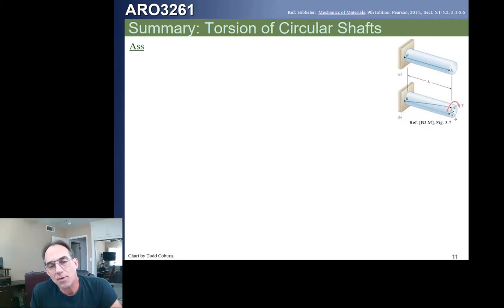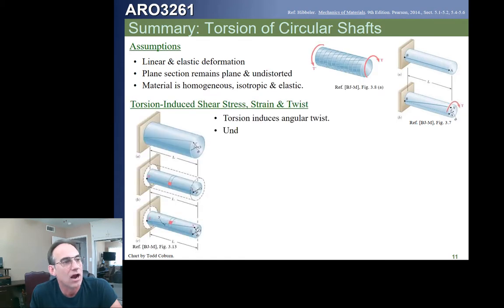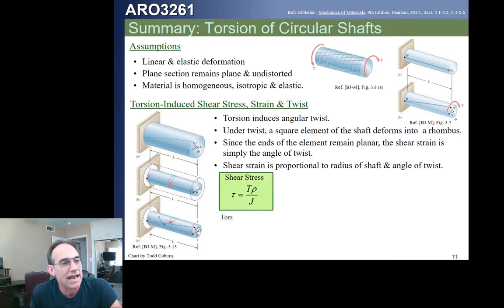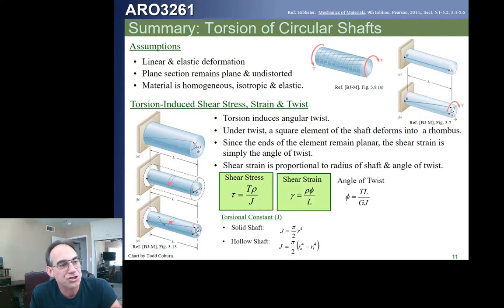So if we summarize everything we've seen about torsion of circular shafts, these were our assumptions. Our torque induced an angle of twist, and these were our primary relations. Our shear stress is TR over J. Our angle of twist is TL over GJ. Our shear strain can be written as the radius times the angle of twist over L, and we have these two relations for solid and hollow shafts.